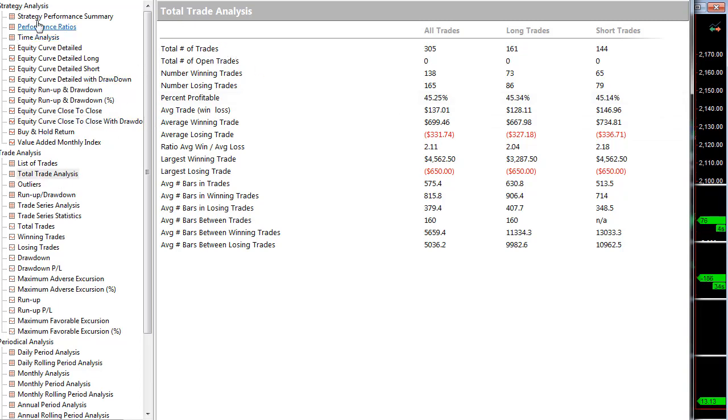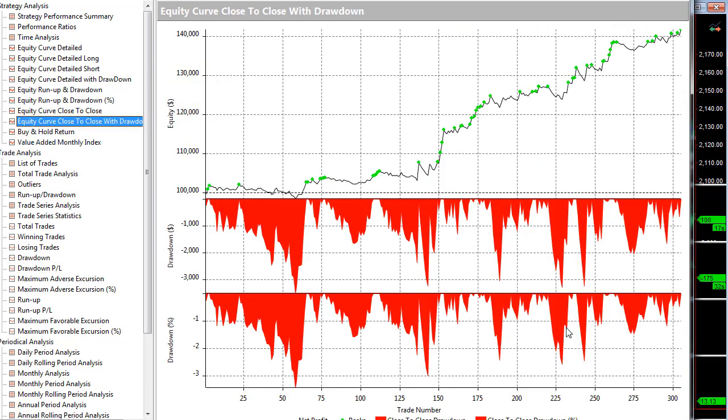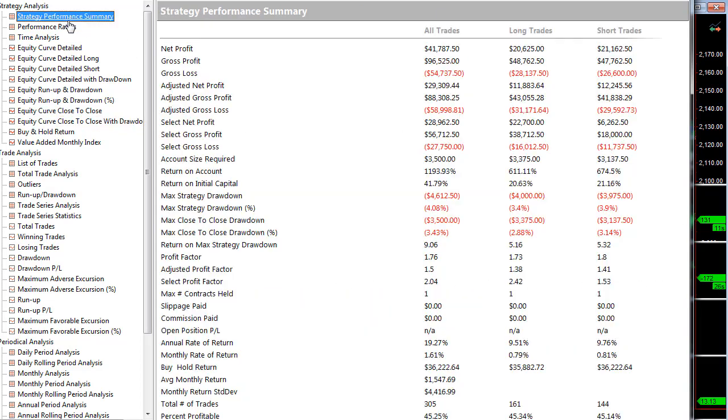And here's the equity curve. Once again, you see the equity curves are right here. The max drawdowns are right at 3,000. And here's the performance summary, 41,000 in the last 2 years.